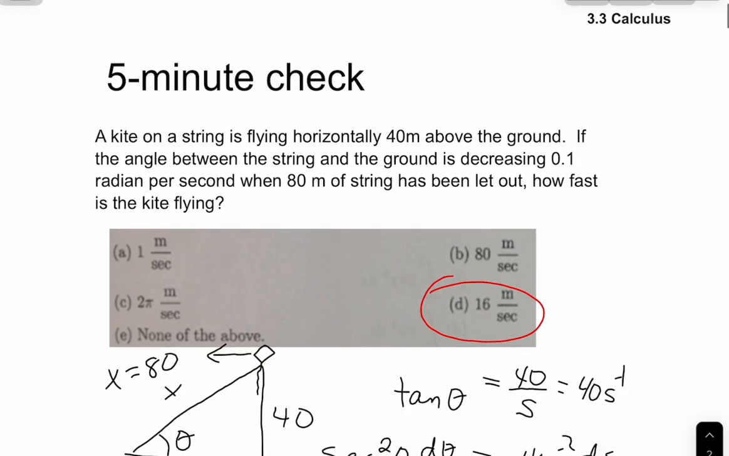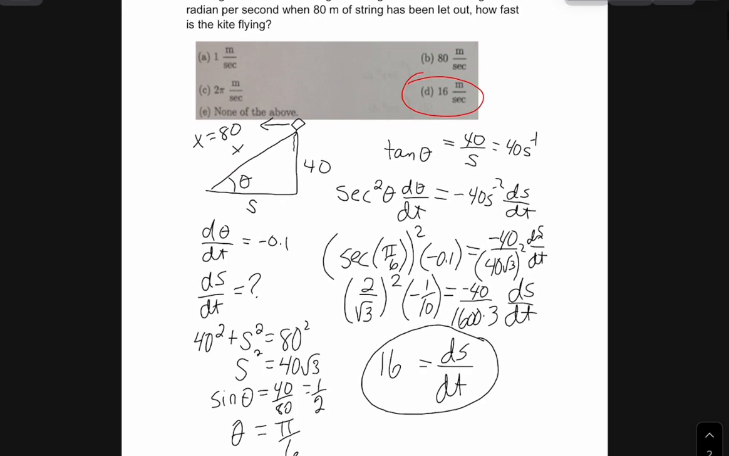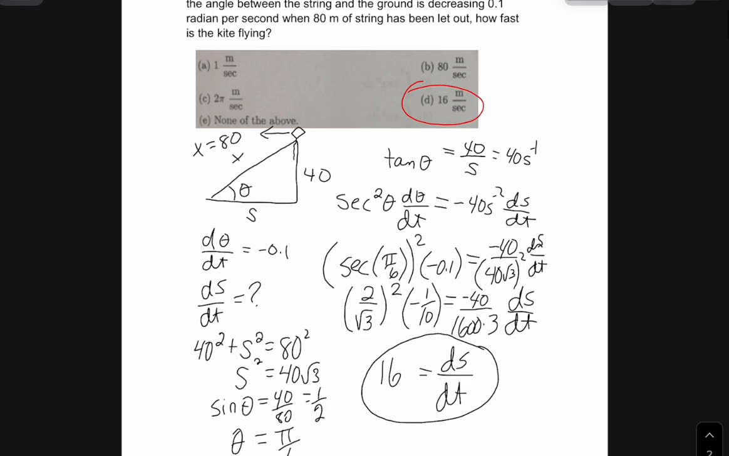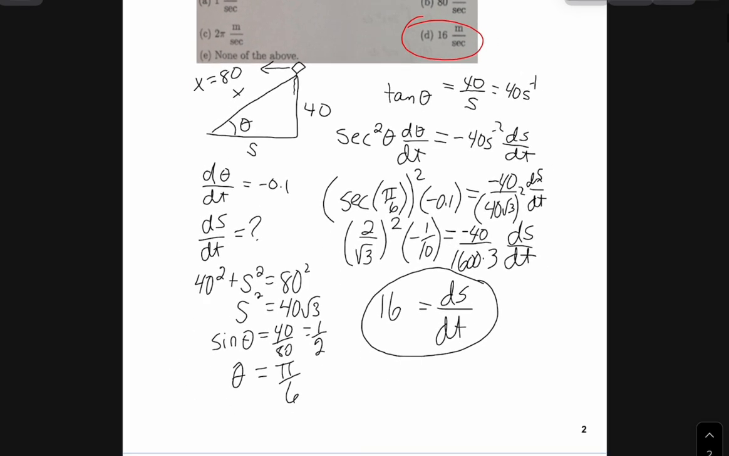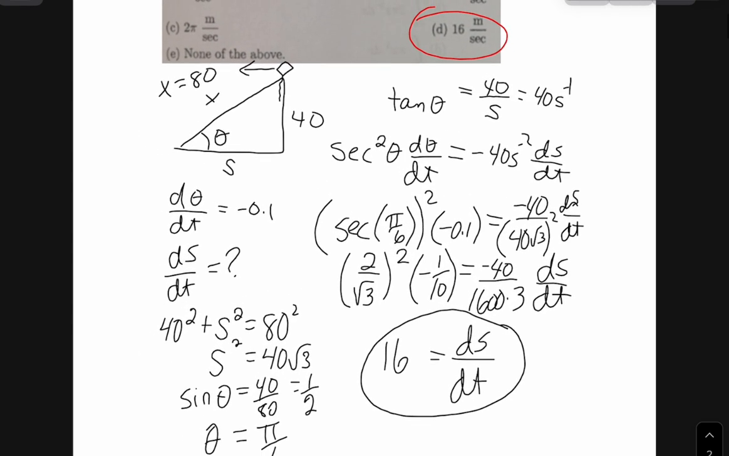So take a look at how you set this up, okay? It's a very interesting setup. It is a triangle. You do have to use trig, okay? What you're going to do is set up your triangle. That is the angle at which your kite is.